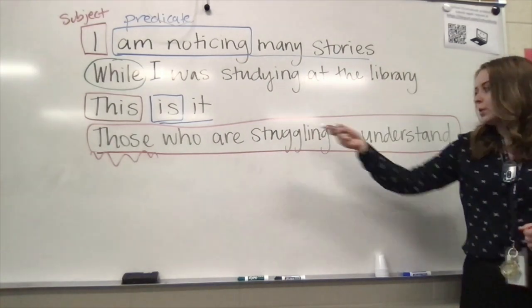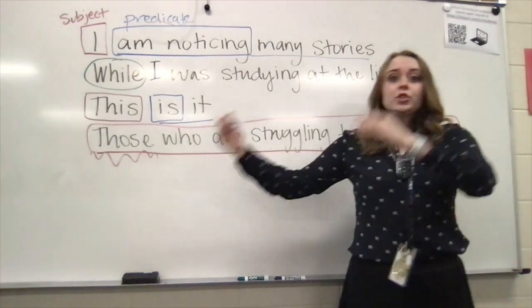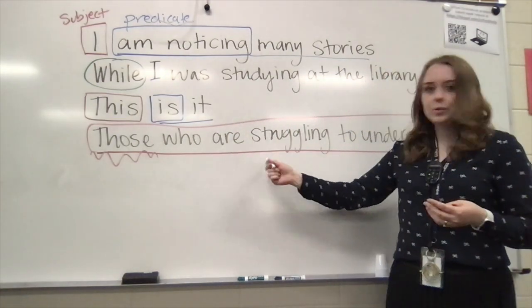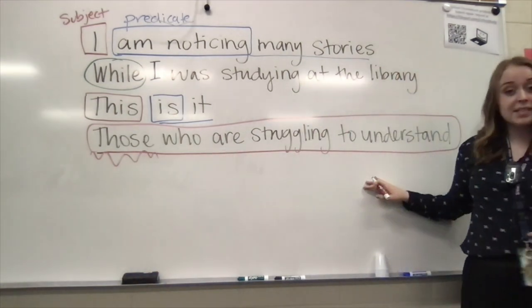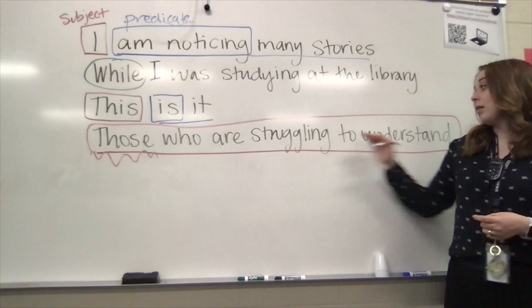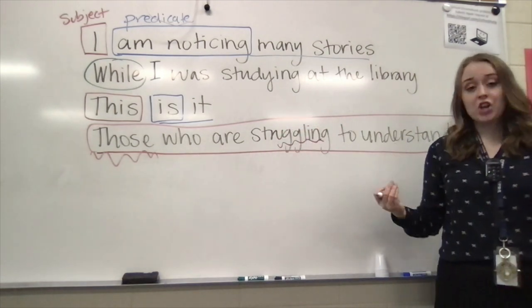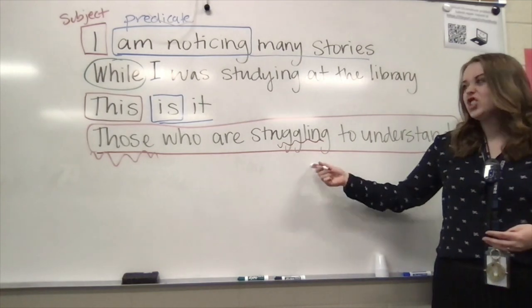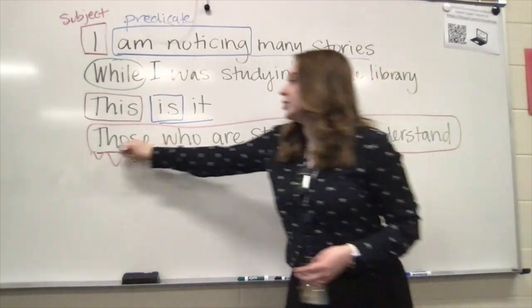So you could say those who are struggling to understand, subject, should talk to the teacher. So should talk is the action that the subject is doing. So right now, this is just a dependent clause. It's describing the subject very in depth, so it's long, and there is a verb in it, but it is not the predicate. It's not the verb of the subject. It's just giving description about who the subject is.